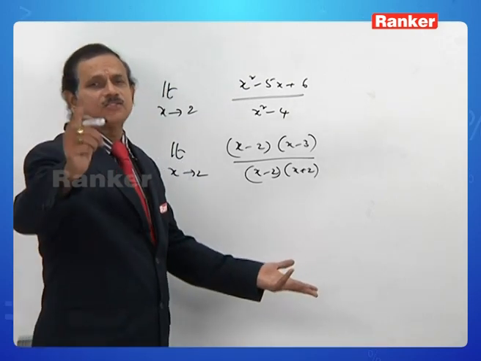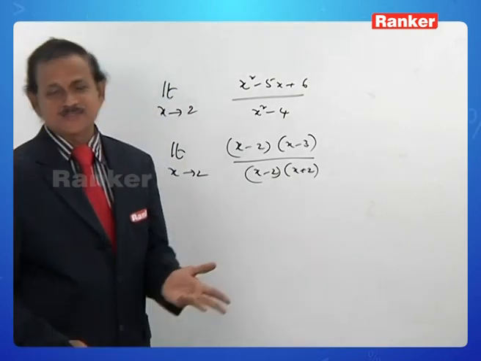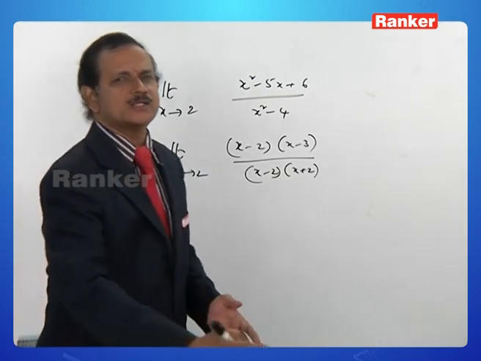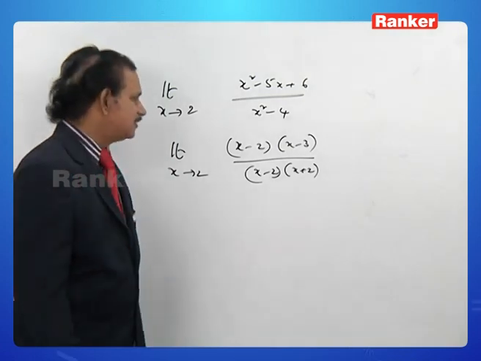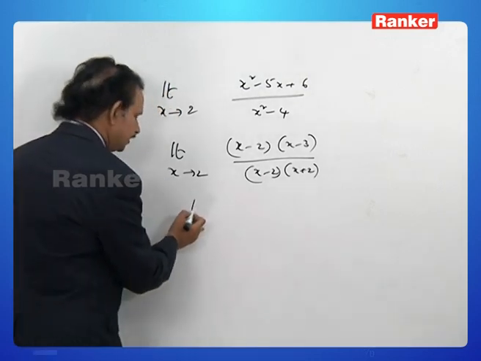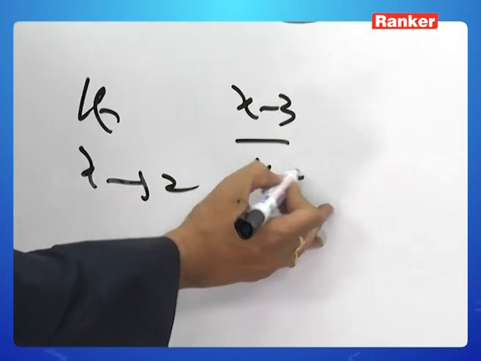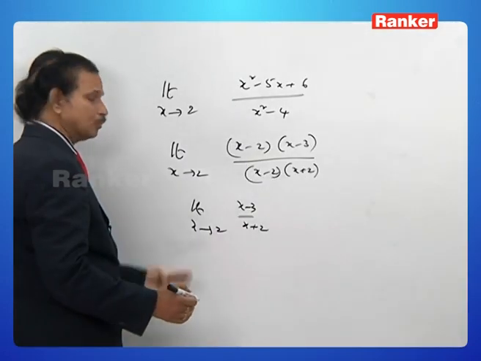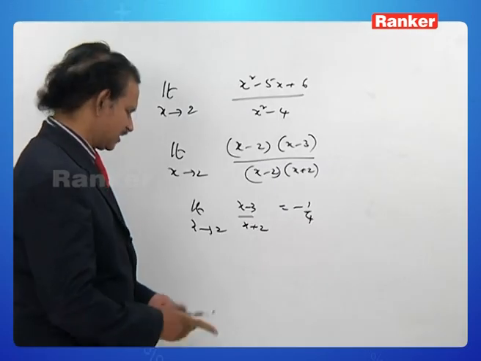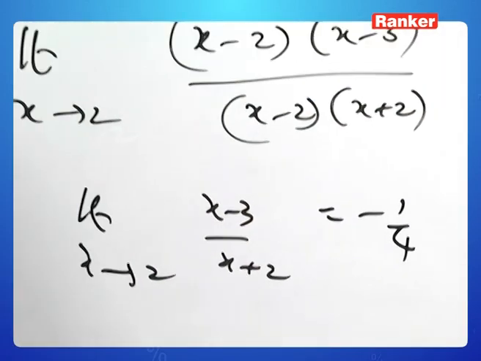Why? Because x minus 2 is not 0. Who told us? X tends to 2. What does it mean? X is not equal to 2. X lies in the deleted neighborhood of 2. X can never be equal to 2. X minus 2 is not 0. Hence, we are permitted to cancel x minus 2. So this is limit as x tends to 2, (x minus 3) by (x plus 2). 2 minus 3 by 2 plus 2, minus 1 by 4. The answer is minus 1 by 4. It is a very simple example, and here also there is nothing at all to discuss.